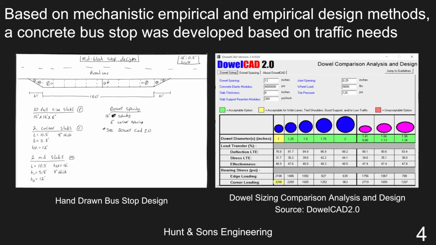For the next part of the project, we were responsible for designing a concrete bus stop. Based on the parameters of the pavement, we chose to use 8-inch thick concrete slabs spaced 15 feet apart to compose the bus stop. The reinforcements for these concrete slabs were 1.25-inch diameter dowels, 18 inches in length, spaced 12 inches apart, and 6 inches apart at the corners.